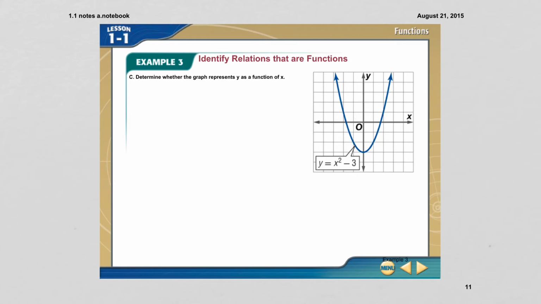We can easily check to see if this graph represents y as a function of x. We can use the vertical line test to see if it is a function. So as we move our vertical line through, we see it only hits the function in one place wherever we draw our vertical line. So yes, this relation is a function.